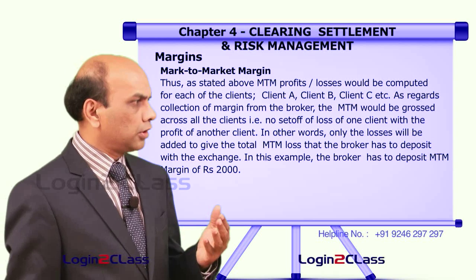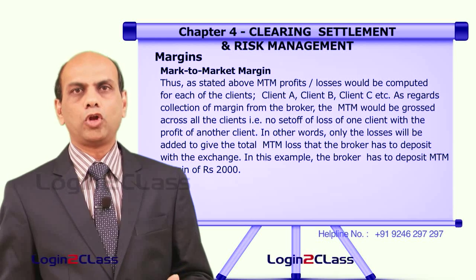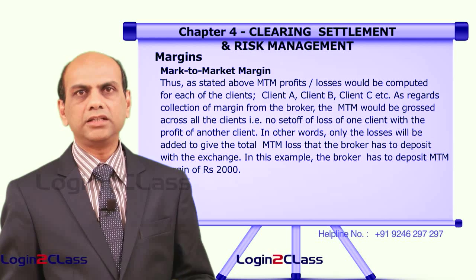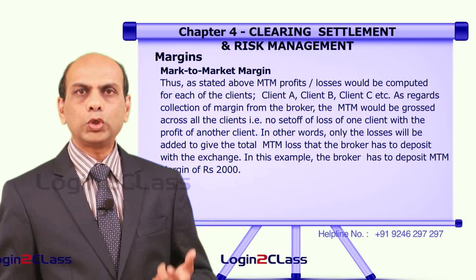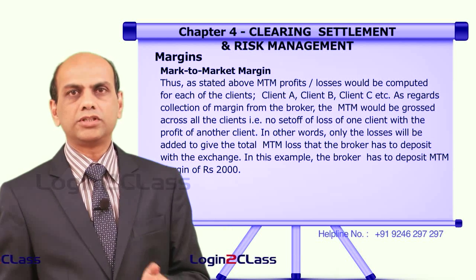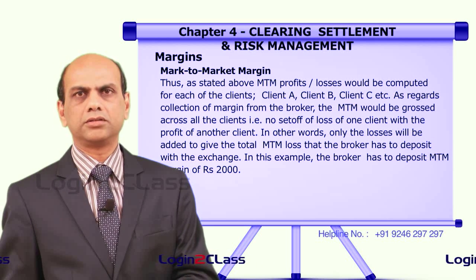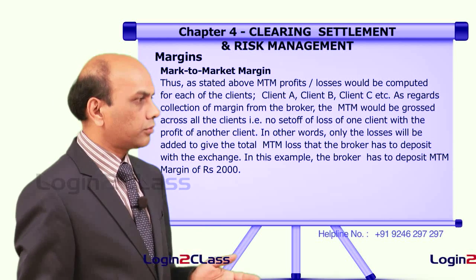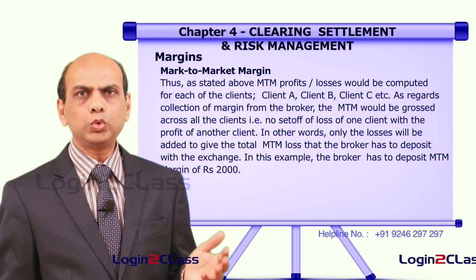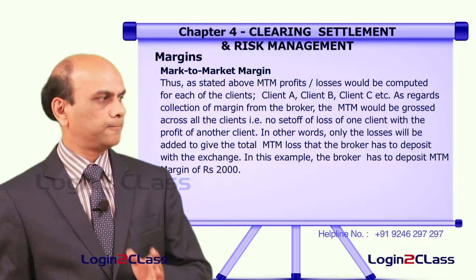Now, in other words, only the losses will be added to give the total MTM loss. That is, the loss of client A, the loss of client B, the loss of client C will be taken together to arrive at the total MTM loss which has to be paid by the trading member to the exchange. If there is a profit in another client, this loss will not be adjusted against the profit of the other client. This is very important. The broker in this particular case, as we have seen, has to pay an MTM of 2000 against his 4 clients A, B, C and D.